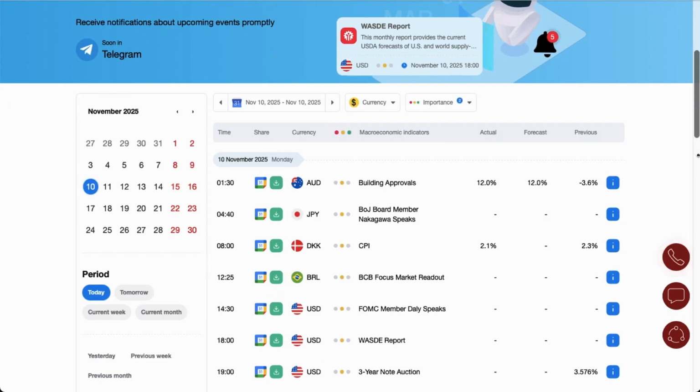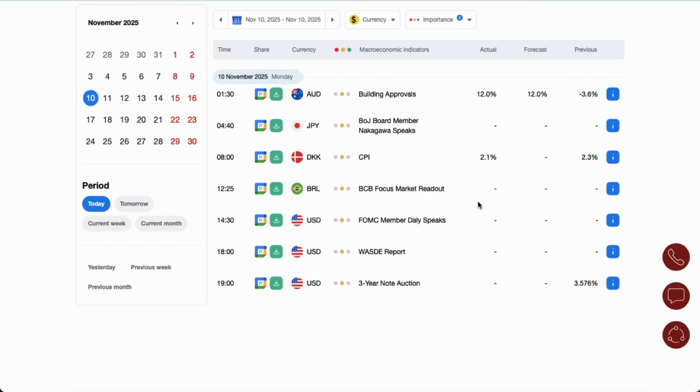In the calendar today we had the building approvals from Australia up from minus 3.6% to 12%, so quite a nice increase. We got a speech from the Bank of Japan board member Nagawa, and CPI data from Denmark were published. CPI is down from 2.3 to 2.1%. That's about the London session and Asian session.